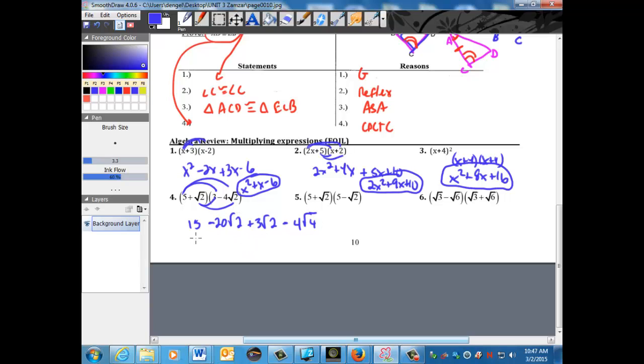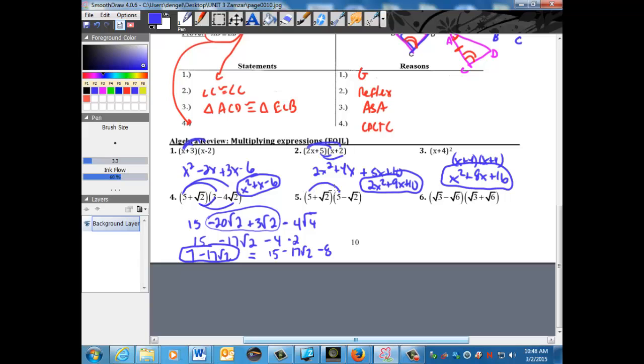Next, we want to combine like terms. So 15 for right now is alone. We're going to add up negative 20 rad 2 plus 3 rad 2. These are like terms. That gives me negative 17 rad 2. And then minus 4, and then rad 4 is actually going to be 2. So now I have 15 minus 17 rad 2 minus 8. And that would give me 15 minus 8 is 7, so 7 minus 17 rad 2.